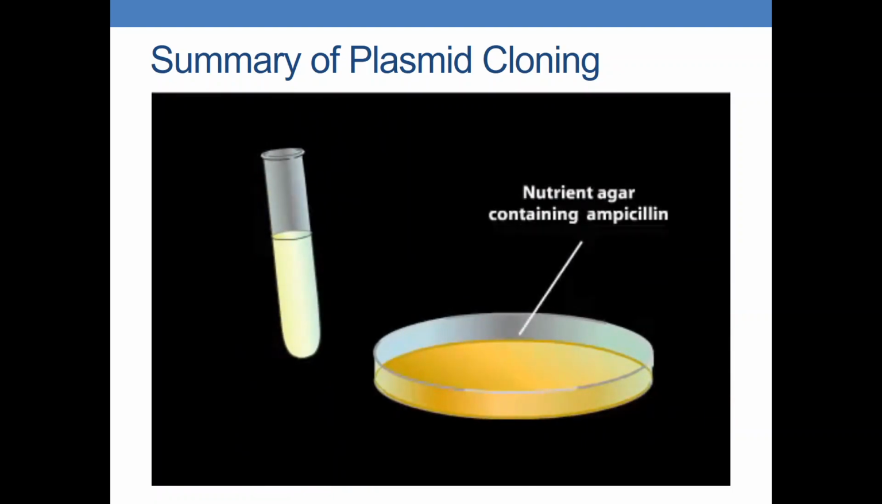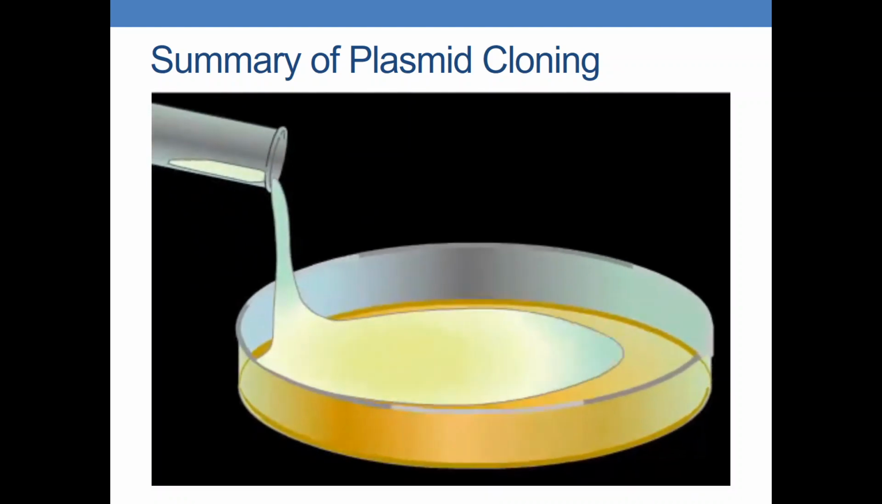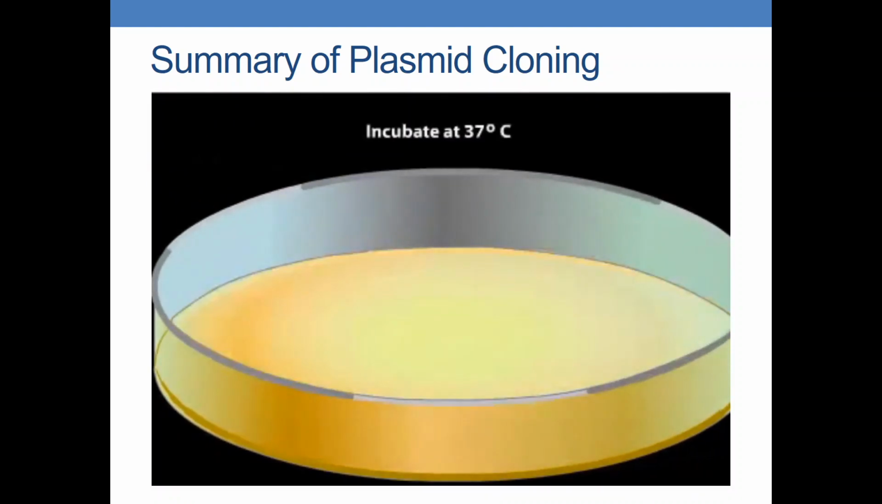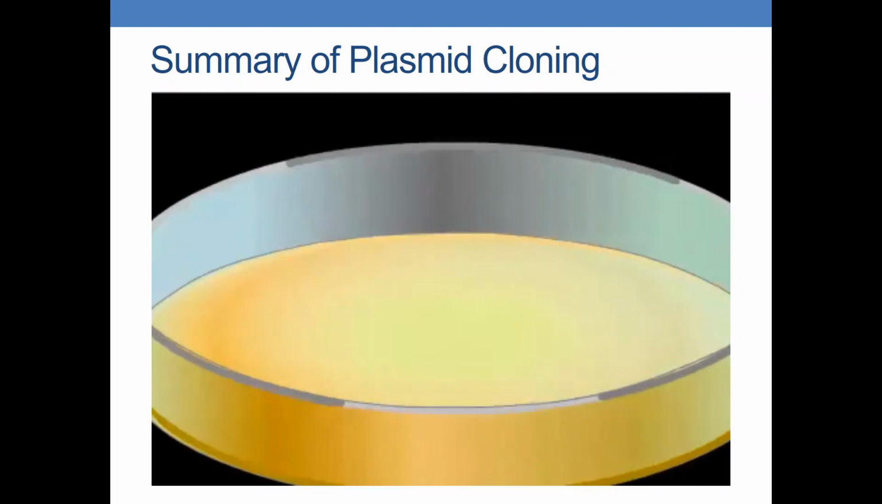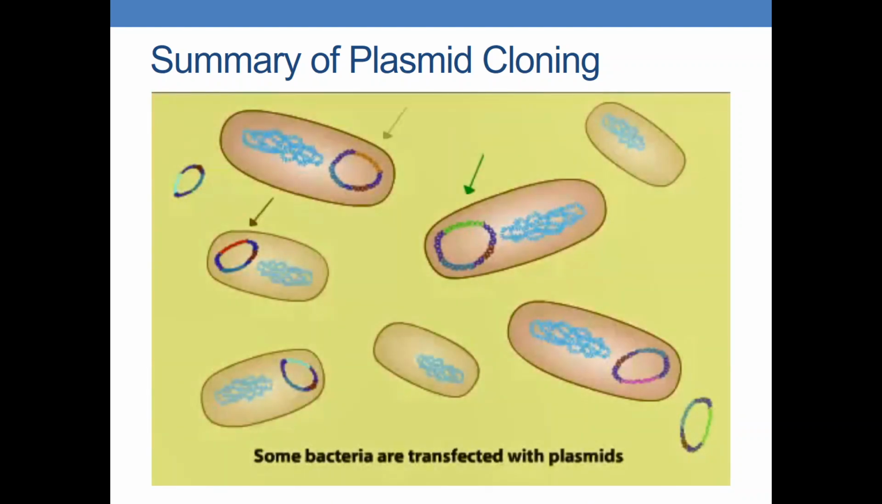The bacterial cells are poured onto a plate of nutrient agar containing the antibiotic ampicillin. With ampicillin in the agar, only cells resistant to the drug can grow. At 37 degrees, the cells will grow and multiply. Because they cannot move on the agar, each will produce a separate colony of cells.